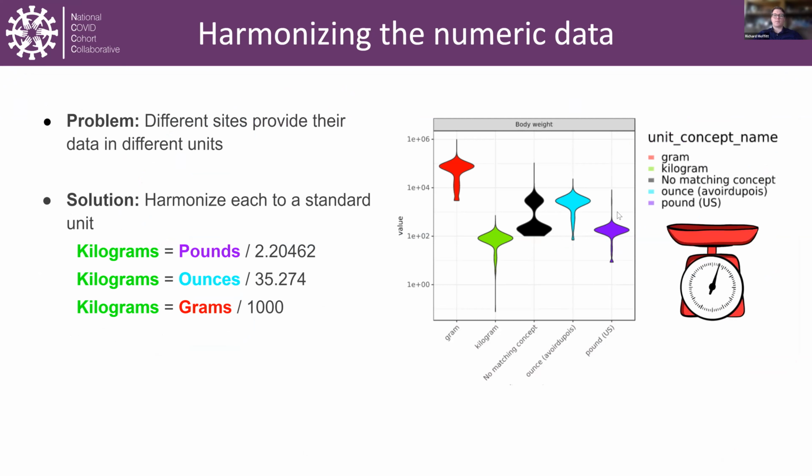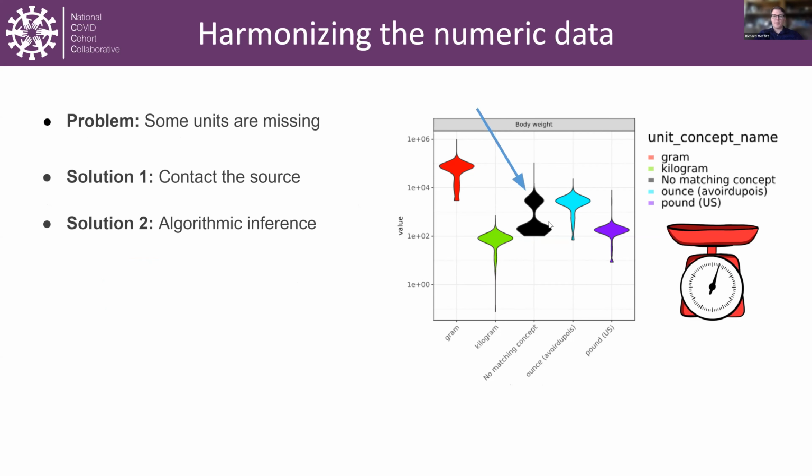And so just to illustrate this, the problem we have is that different sites will provide their data in different units. So we have a plot over here of real data looking at body weight. And you can see, based on the different units that are provided, understandably, the data come in different value ranges. And you might think this is a relatively straightforward problem. If we know that some of our weights are in kilos or some are in pounds, we can just convert them all to kilograms, right? And anybody who's made it past middle school knows how to do this.